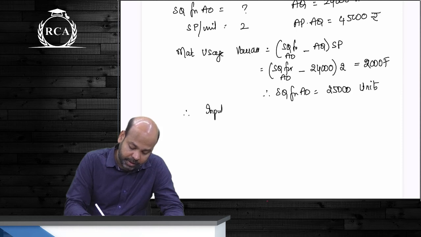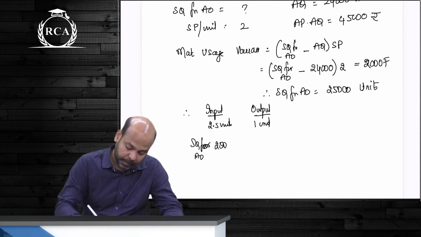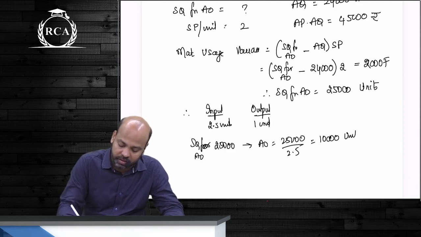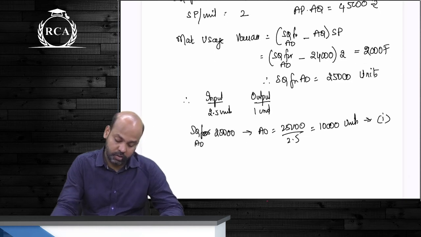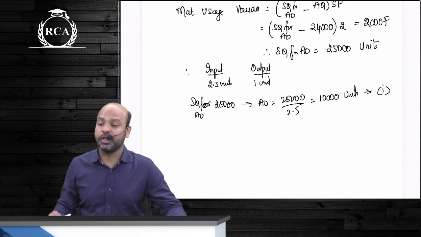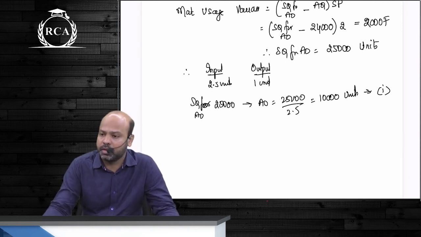If the input, beta, is 2.5 units, output will be 1 unit as per standard. Yes or no? SQ for AO is how much? 25,000. SQ for AO is 25,000. How will I compute actual output, beta? Divided by 2.5. This is the answer to the first bit. Standard quantity for actual output is 25,000 units divided by 2.5, which will be 10,000 units. Any doubt in this?